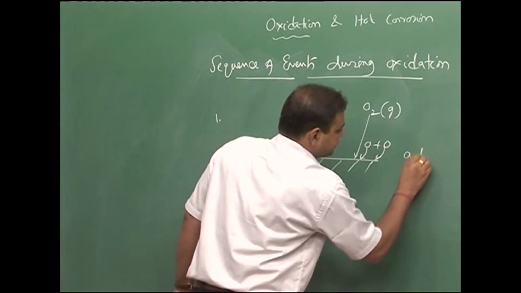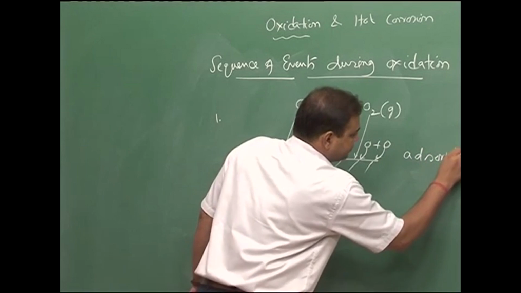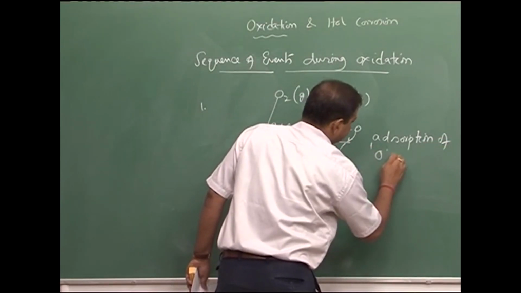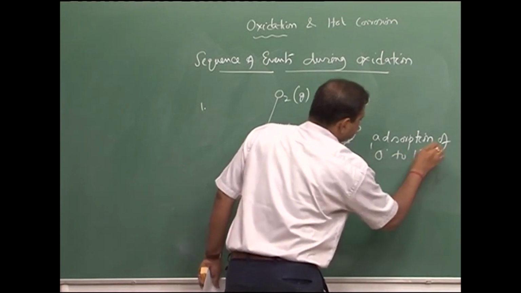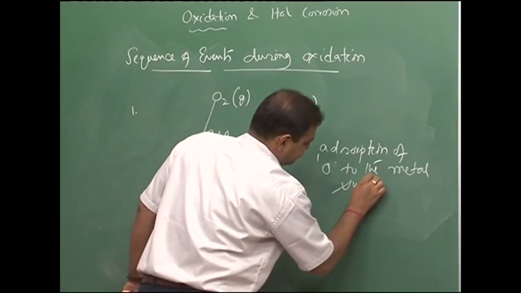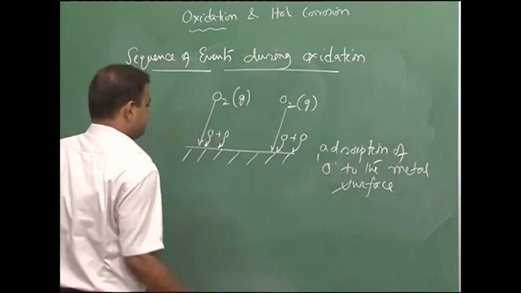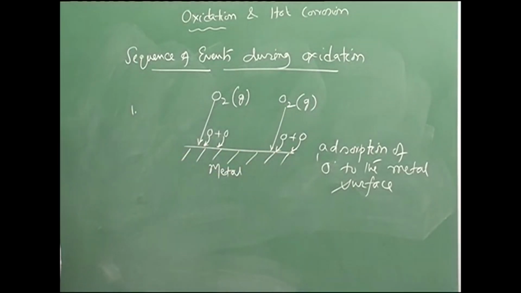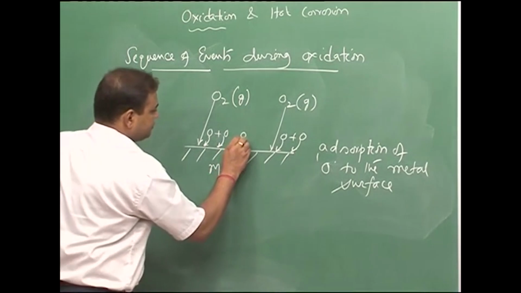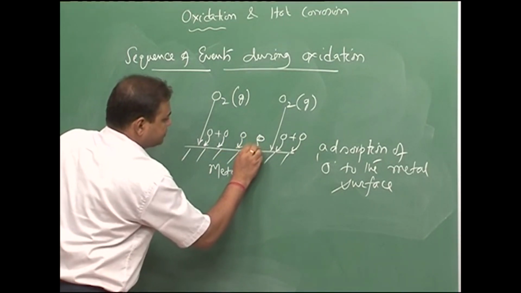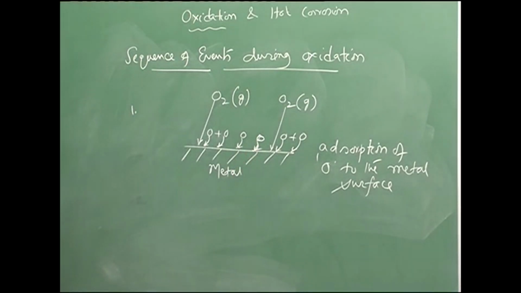So, adsorption of oxygen to the metal surface. So, this is my metal surface, and on it oxygen atoms are getting adsorbed onto the metal surface. This is the first event that can happen.